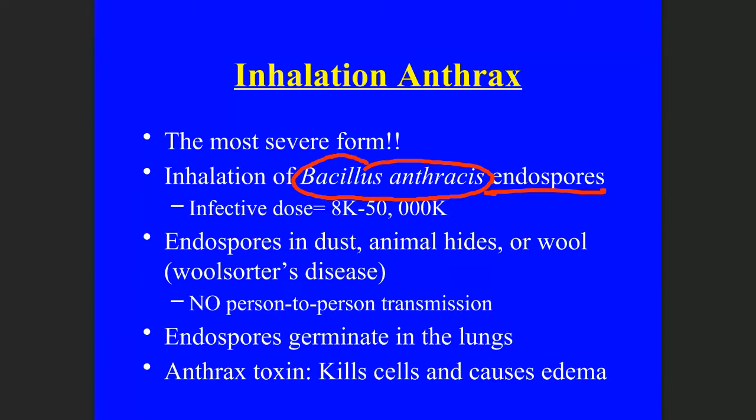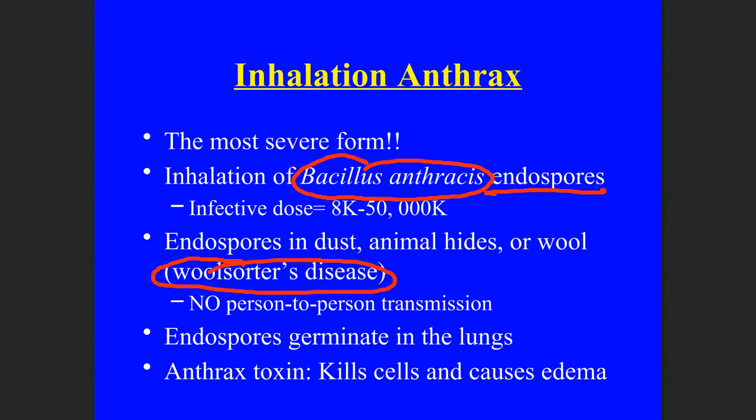It's mainly through inhaled endospores. And it's rare, but this is a disease that used to be called wool sorter's disease, because the endospores from the bacteria tend to stick to the fur and the hides of certain animals like sheep. And people that were called wool sorters would shear the wool off a sheep that would then be used to make items of clothing like sweaters and things like that.